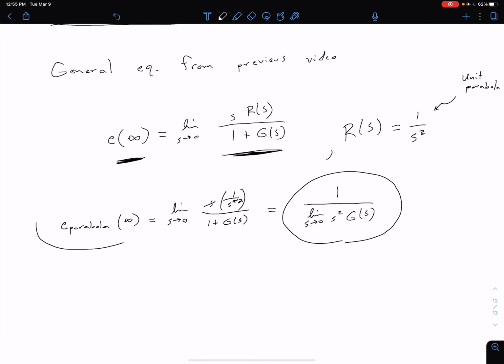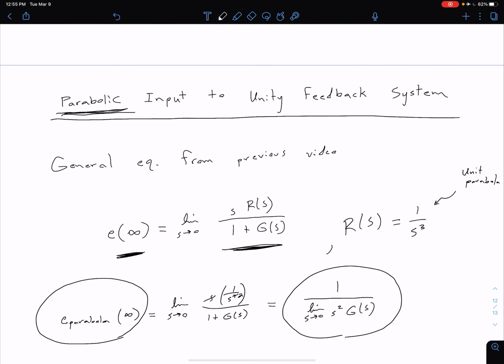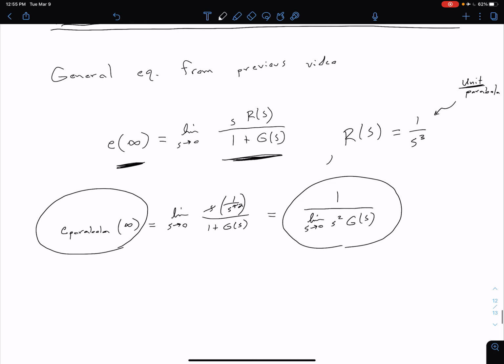And so this is going to be our equation for the case of a unit parabolic input to our unity feedback system. So again, relatively specific in where we can use this. Again, keeping in mind it's a unit parabola input. If we did not have a unit parabola input, of course this would be some generic gain k, which would be represented as k here as well. So just something to keep in mind as we're applying that to different systems.